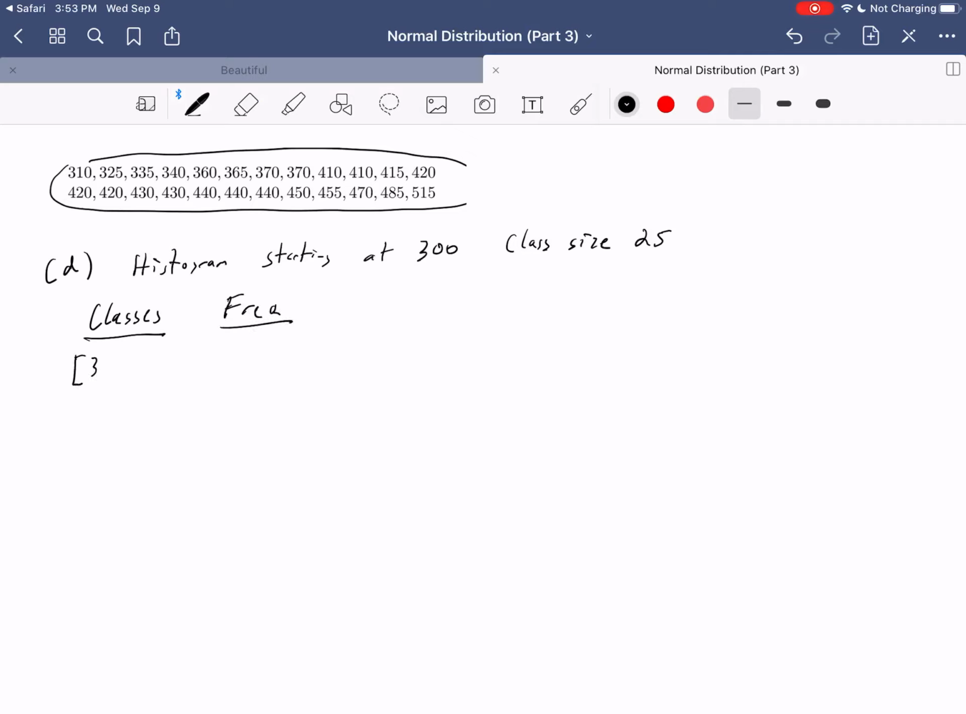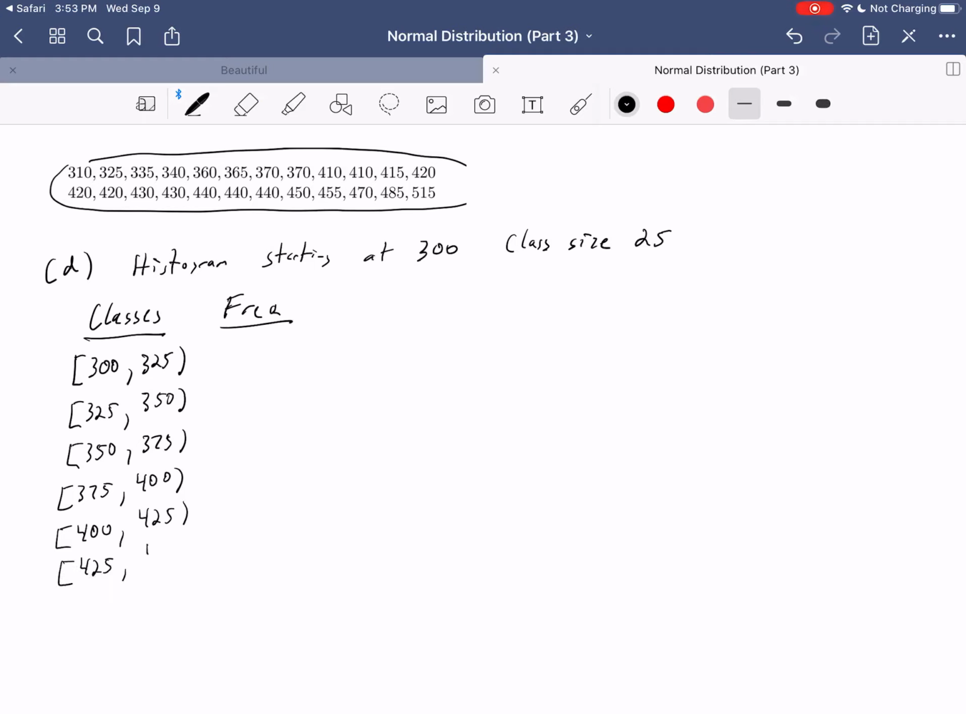Our first class should start at 300, and since it has a class size of 25, it should go up to 325. Then we should have 325 up to 350, then 350 up to 375, 375 up to 400, 400 up to 425, 425 up to 450, 450 up to 475, and 475 up to 500, and looks like we'll need one more, 500 up to 525. So let's see what we have there in terms of these frequencies.